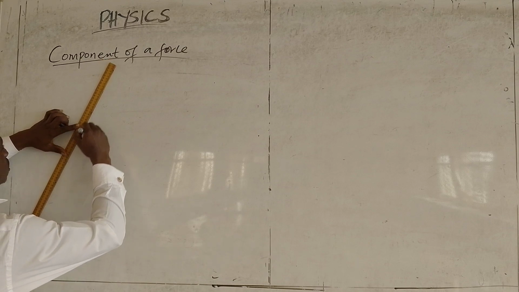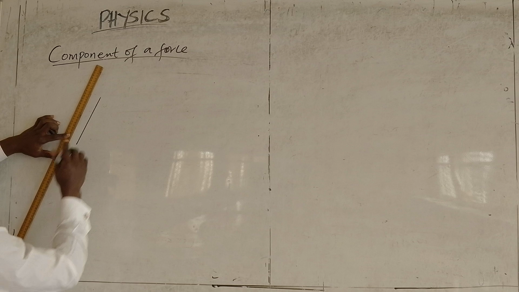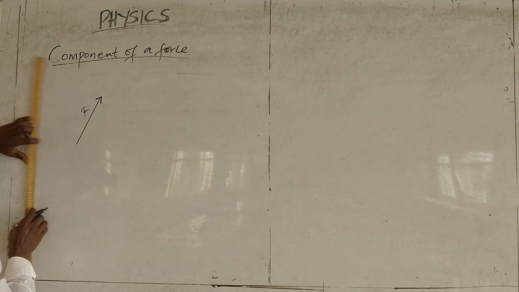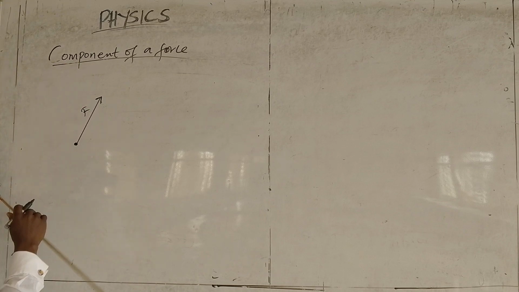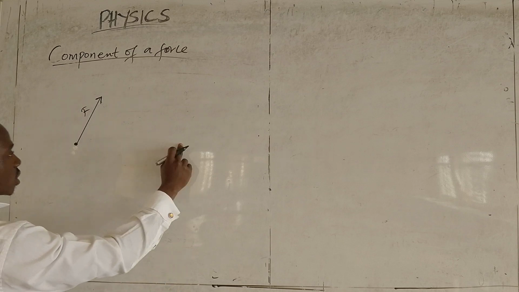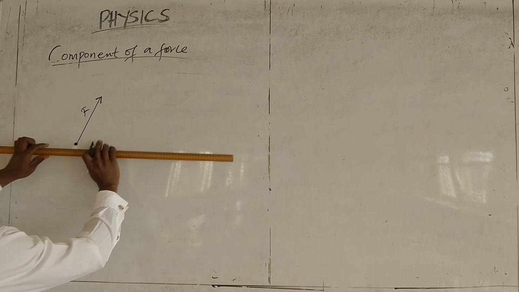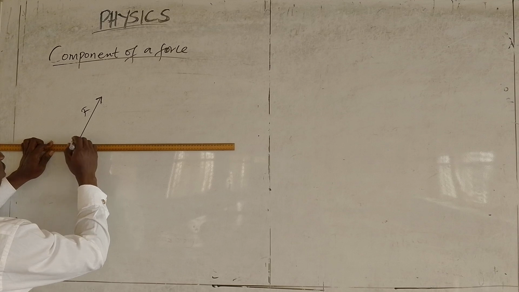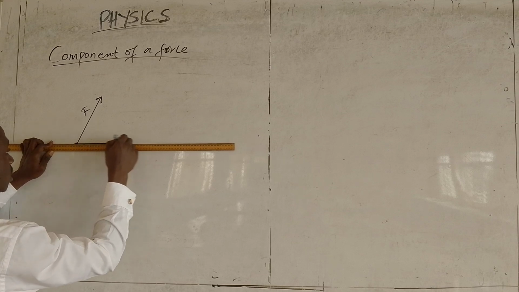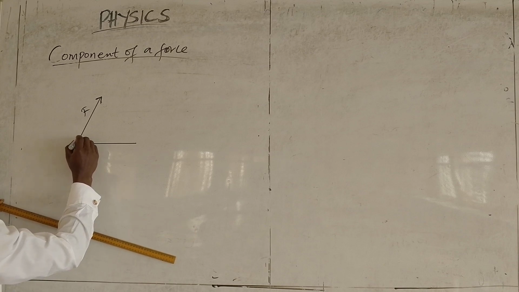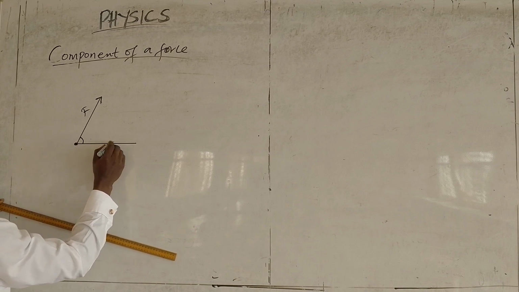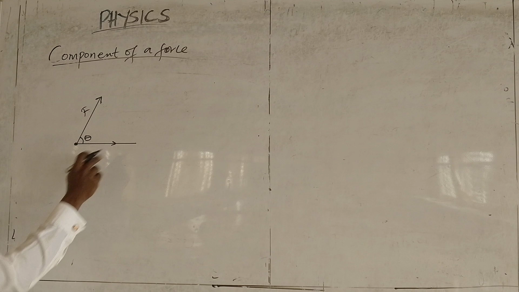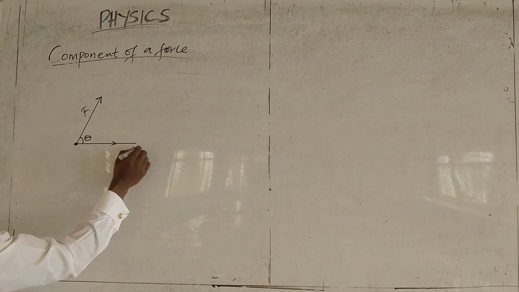force that is inclined at an angle theta to the horizontal, this force F is acting on a particle here. Now you can see that this force is not directly horizontal and it's not directly vertical. So it is inclined at an angle to the horizontal and to the vertical, but we are using the angle with which the force is inclined to the horizontal, this x direction.